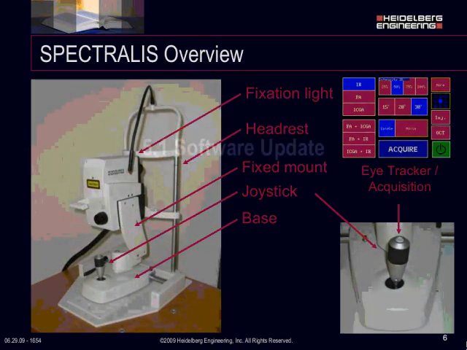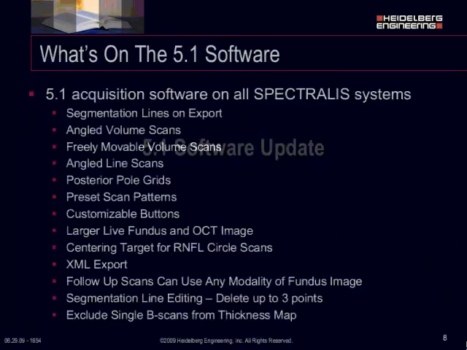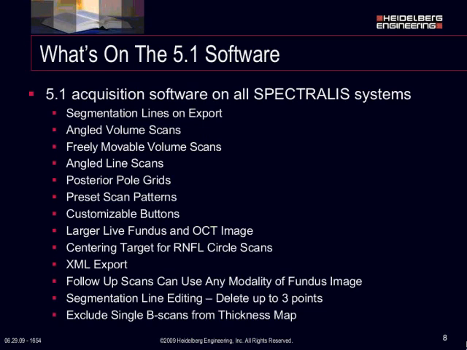This 5.1 software update that's going to be released soon is going to have some segmentation lines that can be exported. So if you're looking at a particular scan and you want to export it as a JPEG or a different format, you can export those segmentation lines even in a volume scan. You can now also angle the volume scans too. So if you want to tilt the volume scan just a little bit so that you are sure that one of the lines goes through the fovea and the macula, you can do that.